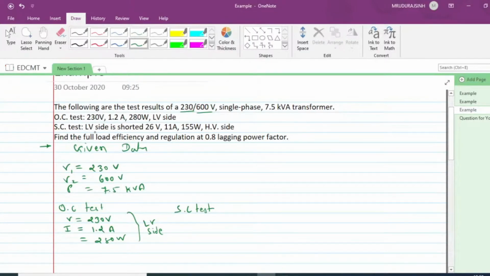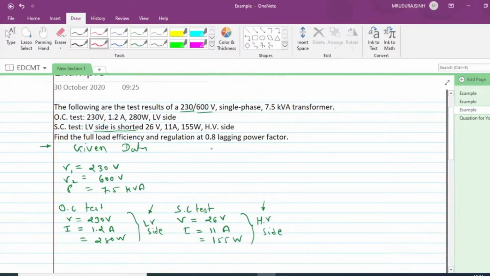The data from the short circuit test: the LV side is shorted and V is equal to 26 volt, I is 11 ampere, losses are 155 watt, and this data is referred to the HV side. See the difference over here. The data given here is referred to the LV side, and the data given here is referred to the HV side. So definitely this example is going to be a little bit trickier one.